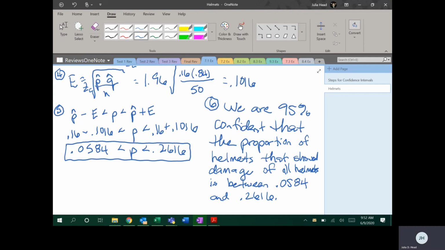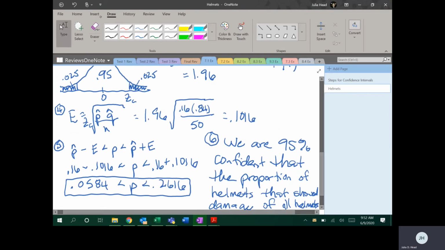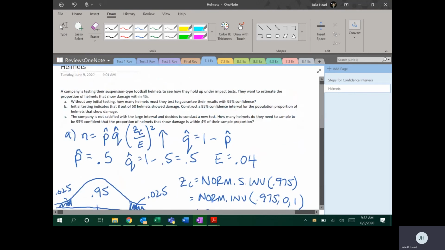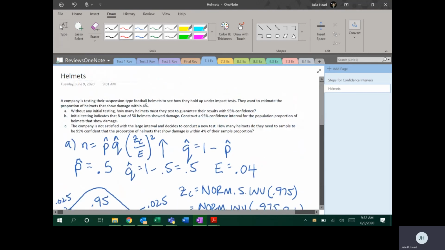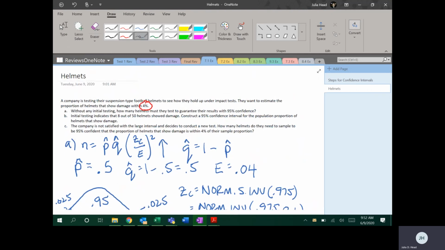So that is the actual construction of a confidence interval, going through all those steps. Now, the problem with this particular example was this number right here. Our margin of error was 0.1016. And back to the original question, they wanted the margin of error to be within 4%. And that did not happen. So that's why part C says the company is not satisfied with the interval, and they decide to do a new test.